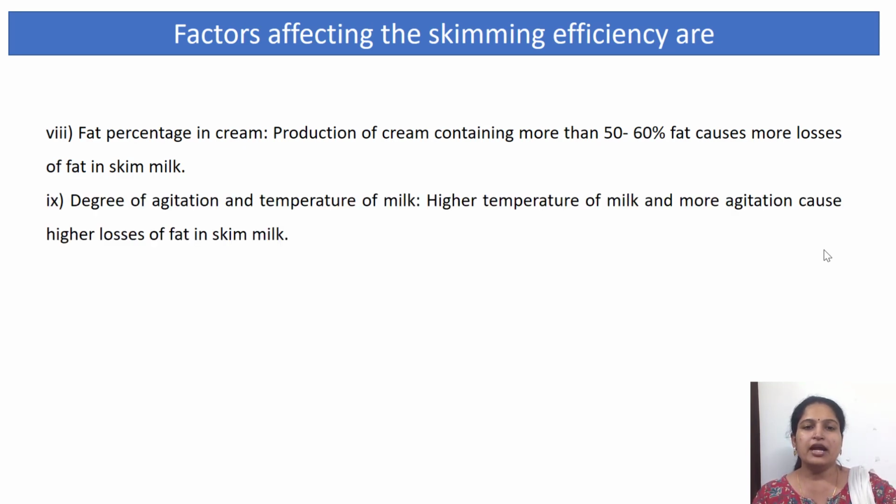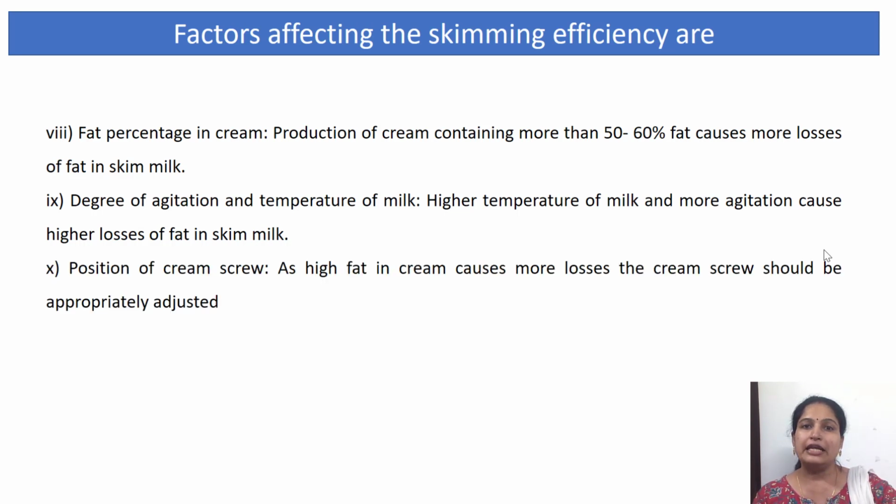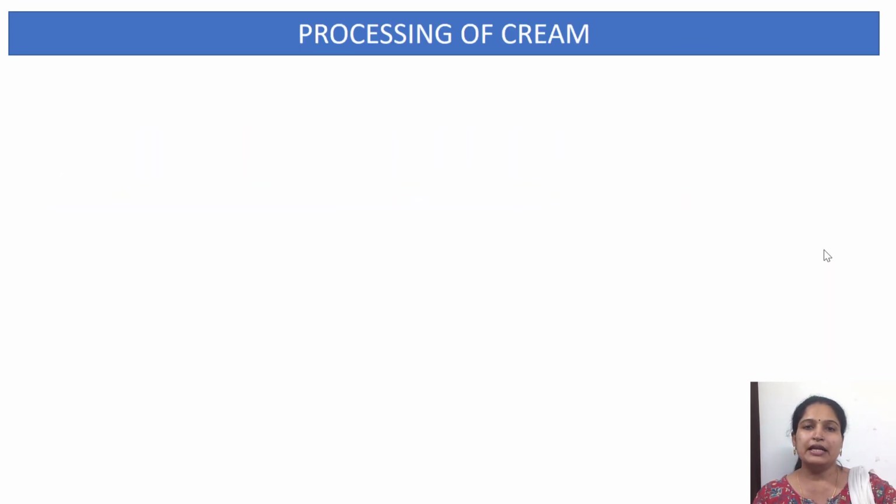Degree of agitation and temperature of milk. Higher temperature of milk and more agitation cause higher losses of fat in skim milk. Position of cream screw. As high fat in cream causes more losses, the cream screw should be appropriately adjusted.